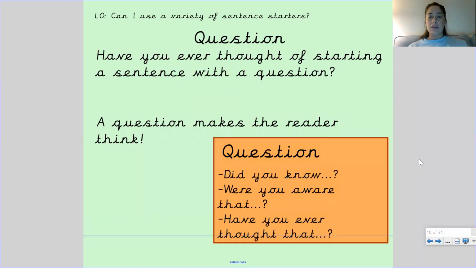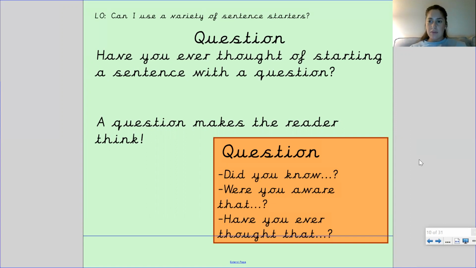Okay, we've looked at two ways of starting a sentence. We've looked at starting it with a subject and a verb, and we've looked at starting it with information that tells us when or where something happened. There's another way of starting a sentence, which is our third method. You can start a sentence with a question.